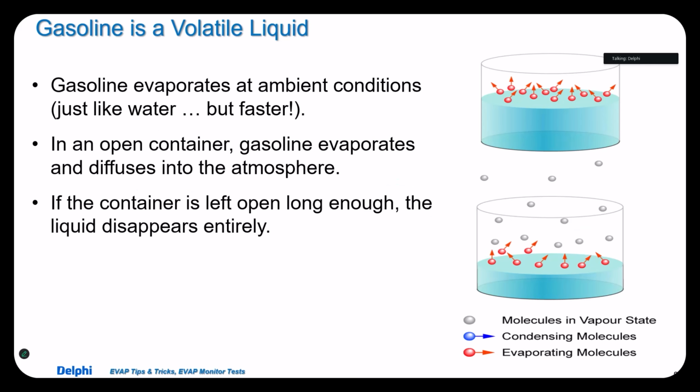Okay, a couple things. Gasoline evaporates at ambient temperatures just like water, but it evaporates faster. When it's open to the atmosphere, it'll evaporate much faster. In an open container, gasoline evaporates and diffuses into the atmosphere. That's another reason why we have charcoal canisters on the car. That granulated charcoal is filled with millions and millions of pores. So the hydrocarbons that are in the tank that sit out in the sun on a hot day, they're going to expand. They have to go somewhere. So we keep them in the system and they're absorbed by the canister. If they're left in the container long enough, the liquid disappears.